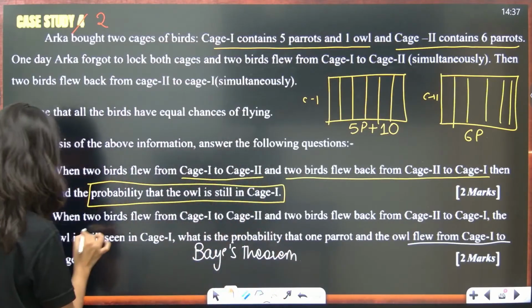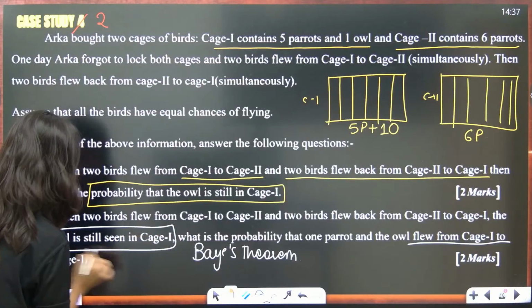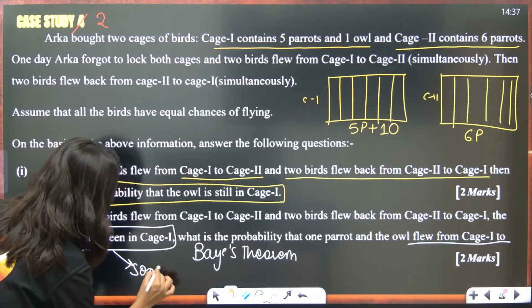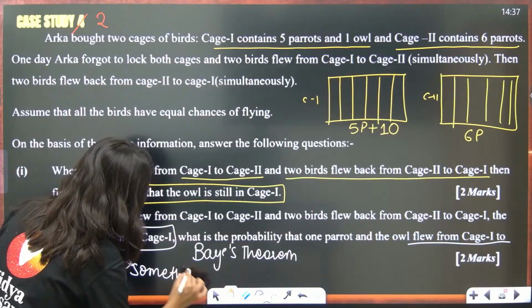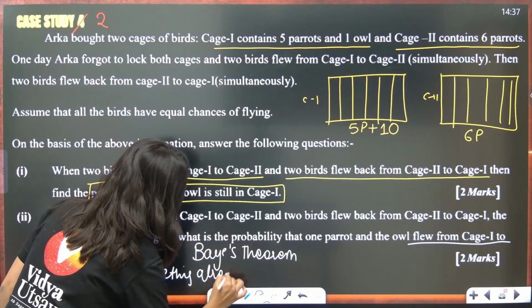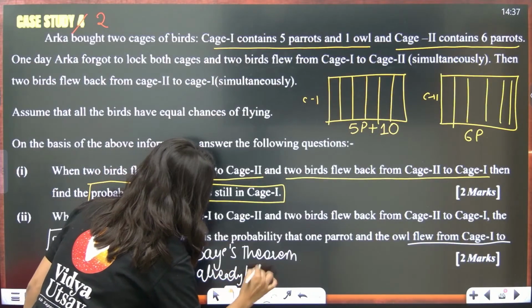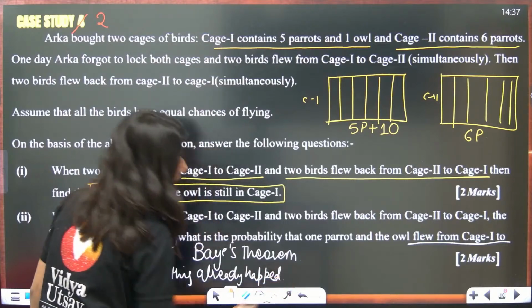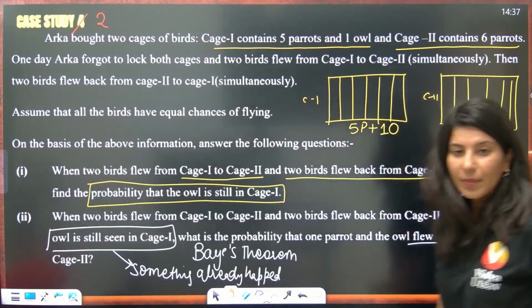Bayes theorem. So this owl is still seen in cage 1. So something has already happened. So Bayes theorem says, how will you do it? How will you do it from Bayes theorem?